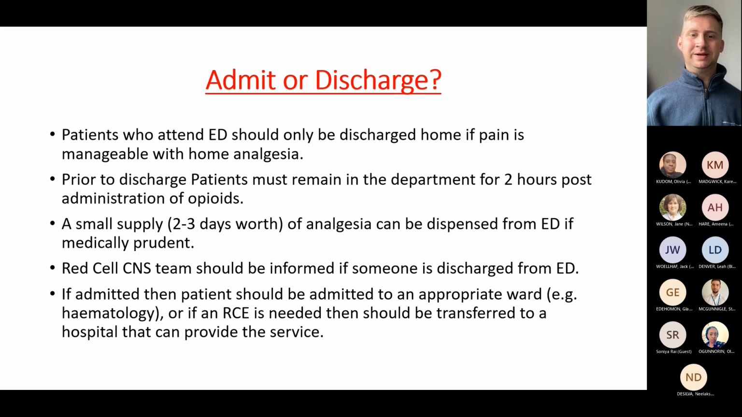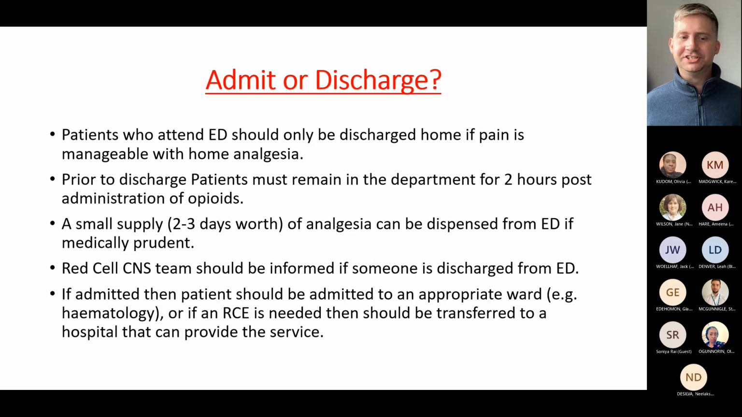Prior to discharge, the patient must remain in the department for 2 hours post-administration of any kind of opioids. A&E can give a small supply, 2 to 3 days worth of analgesia, if medically needed, but it should be discussed with the Red Cell team. And if anyone is discharged from ED, the Red Cell CNS team should be informed, even by a quick email, so we can follow that patient up. Usually we book an appointment for our patients to be followed up in Red Cell clinic. However, say clinic is on Tuesday and they come in on a Wednesday, the CNS team will follow up to check that they're okay and still managing.